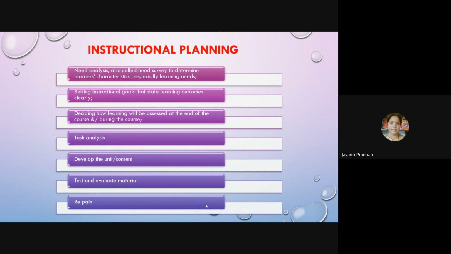Analysis is done. Now the next step is, now we know what to incorporate. So on the basis of that we'll develop a content. And after developing the content, to know its relevancy for the program, we will test the material.